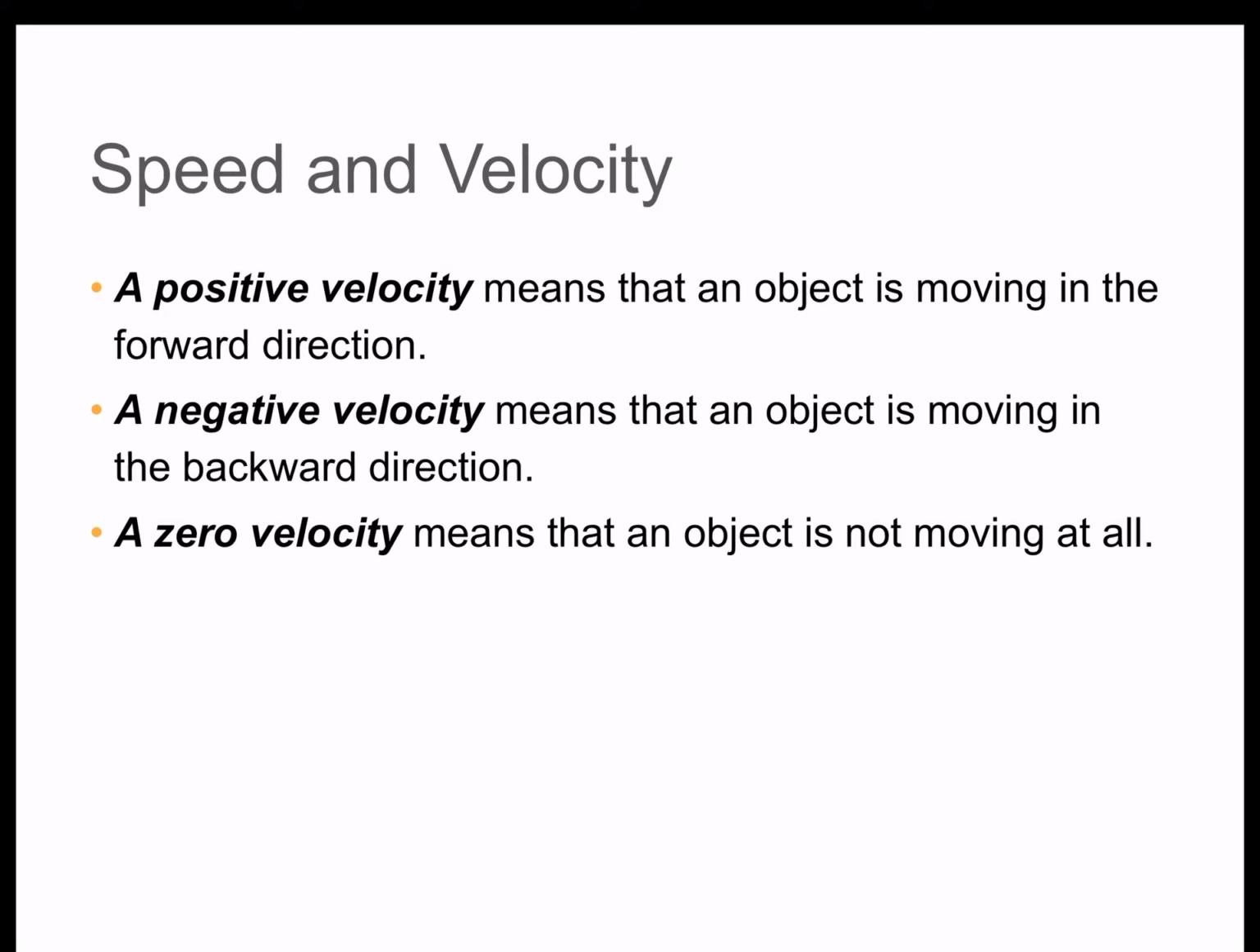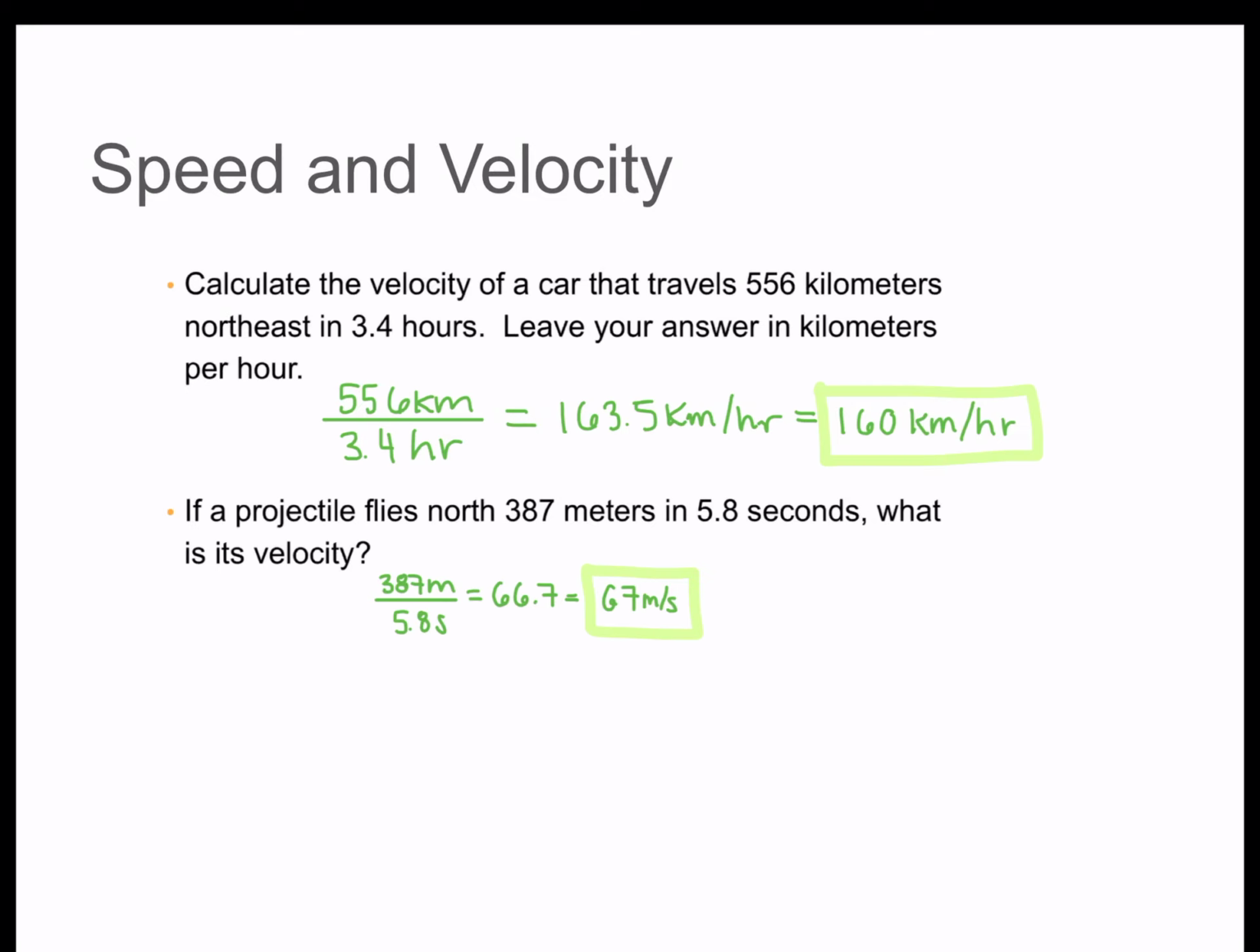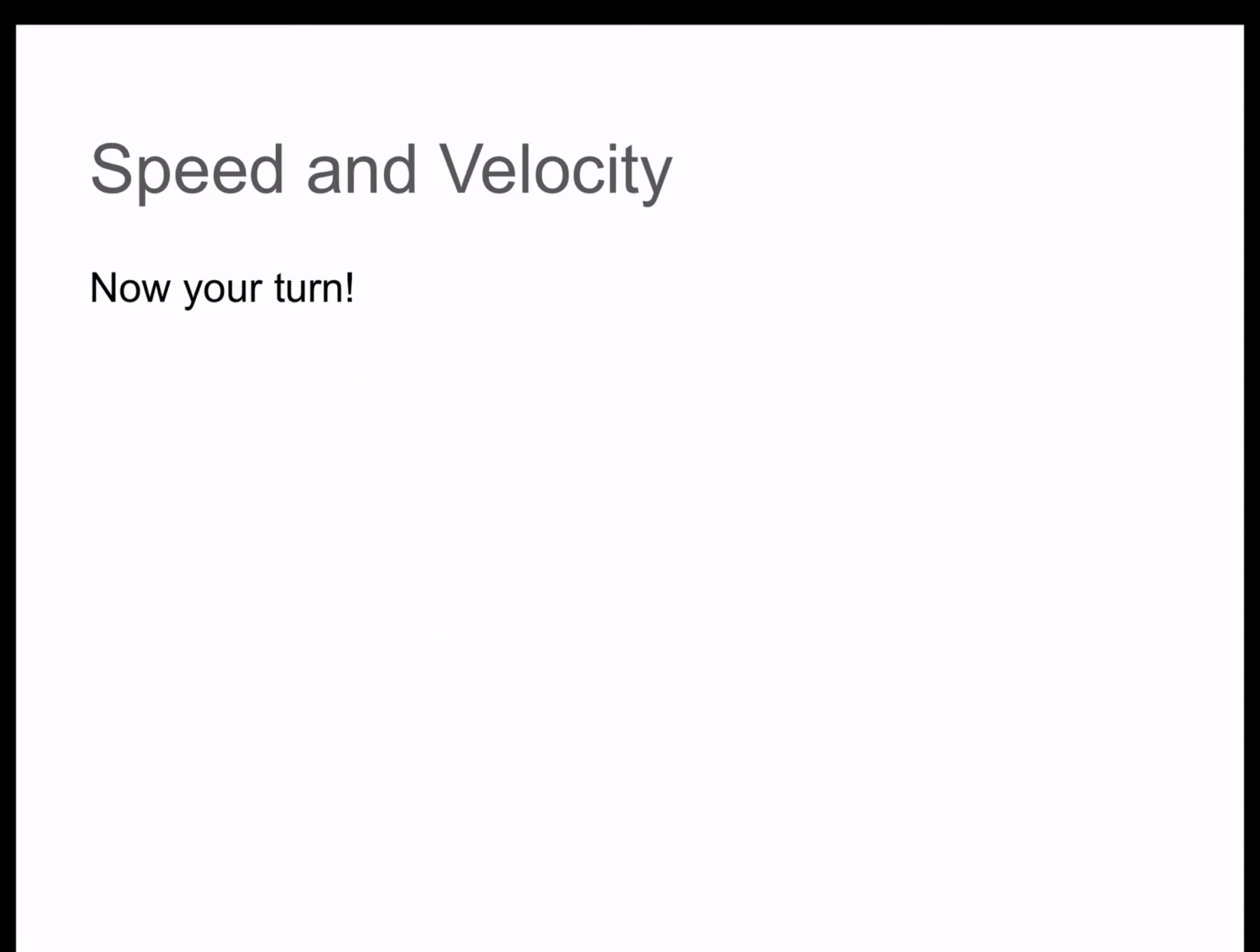When velocity is positive, that means that an object is moving in the forward direction. A negative velocity means that something is moving in the backward direction, and zero means something is not moving at all. Here's an example of calculating velocity. So taking the distance divided by the time, and the answer that is boxed is the rounded answer with the correct number of significant figures. Now it is your turn.